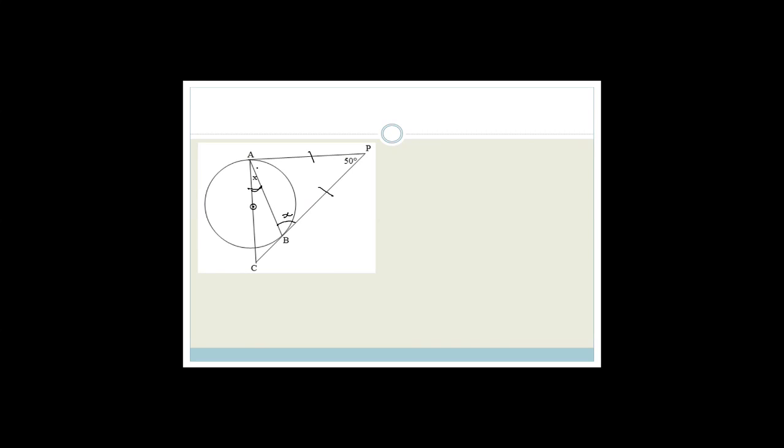Okay, so do you agree that angle ABP equals X, why? Because of the tan chord theorem. Okay, so that's X. We also know that that equals PAB. Why? Because they are the base angles of the isosceles triangle.